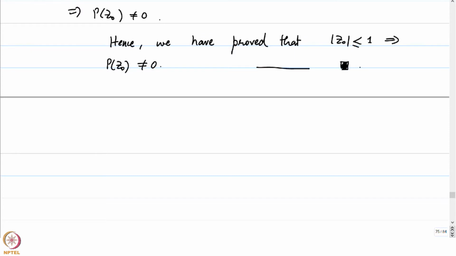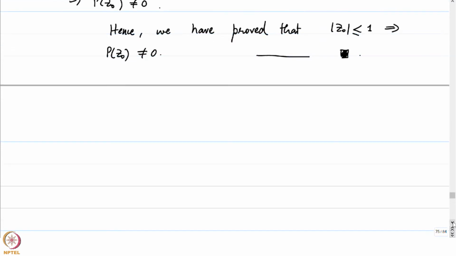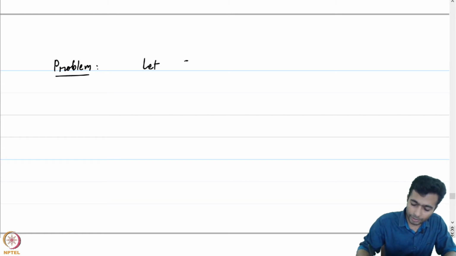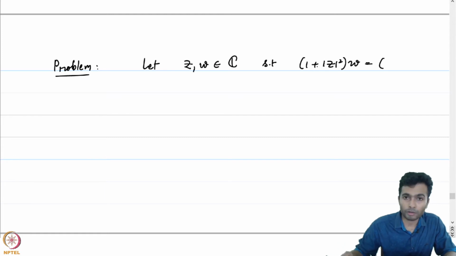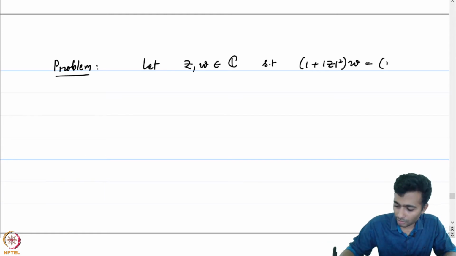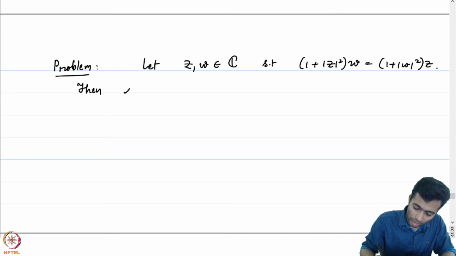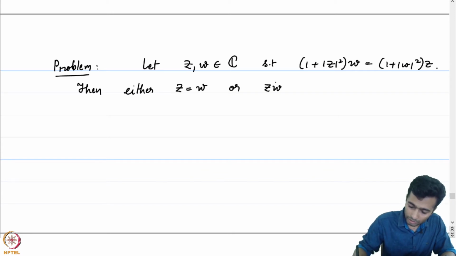The next problem involves the absolute value of complex numbers. It's about how we can manipulate them to get what we want. So let me write down the problem. Let z and w be complex numbers such that (1 + |z|^2) w has the same modulus as, and by mod I mean the absolute value, modulus, that's another word which is generally used, (1 + |w|^2) z. Suppose z and w are two complex numbers which satisfy this. Then either z is equal to w or z w bar is equal to 1.